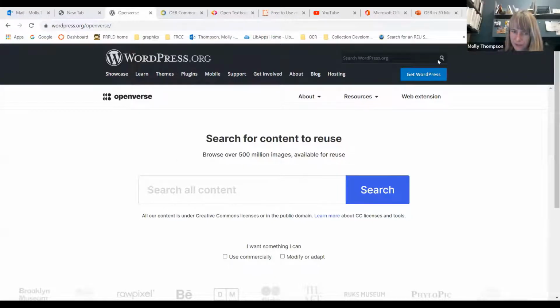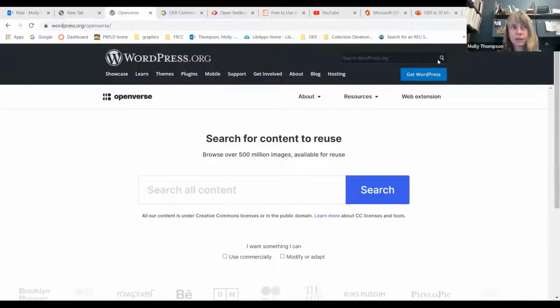So this is Openverse, and it used to have a different name, but this is a place where you can go to find all kinds of images. In fact, they say they have 500 million images that they get from the internet, and you can reuse these, and they all should have a CC license, or they should be in the public domain.